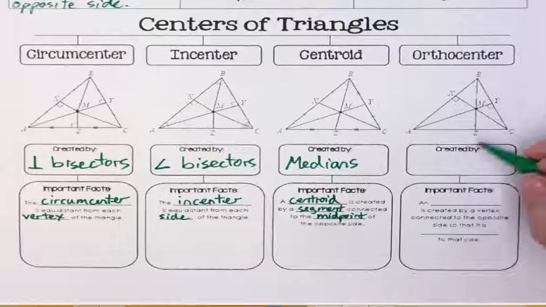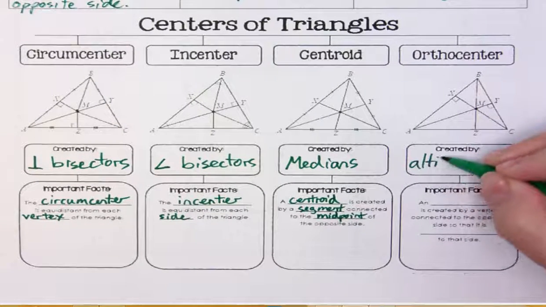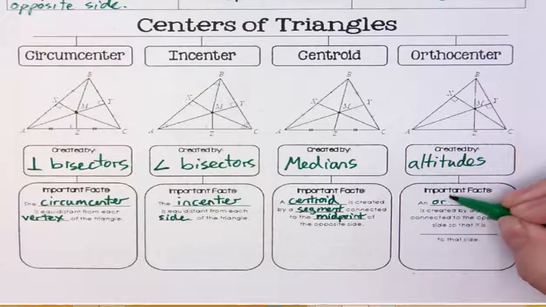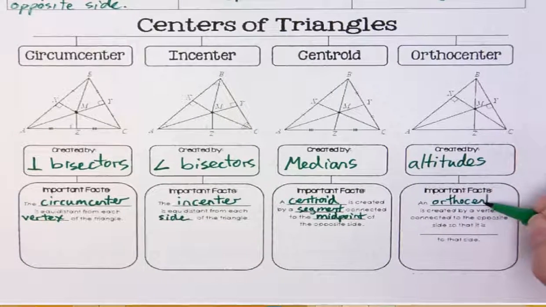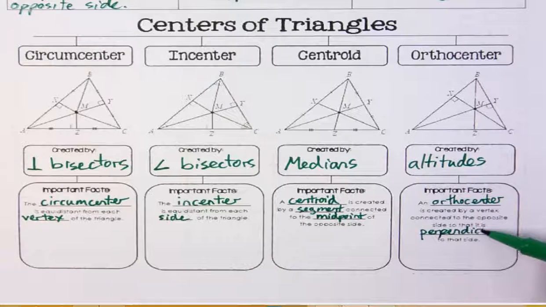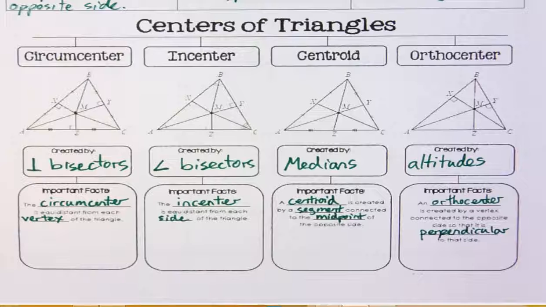And then last one, the orthocenter is created by the altitudes. So just drawing those altitudes and seeing where they cross. Okay, so when you have all that, flip over to the next page.